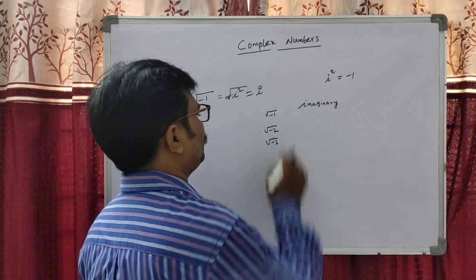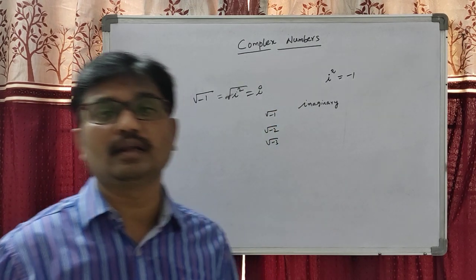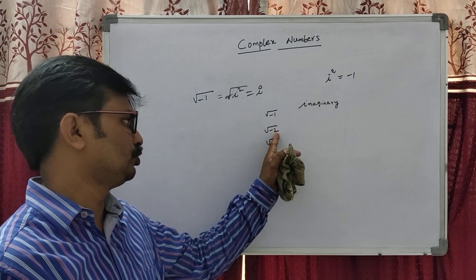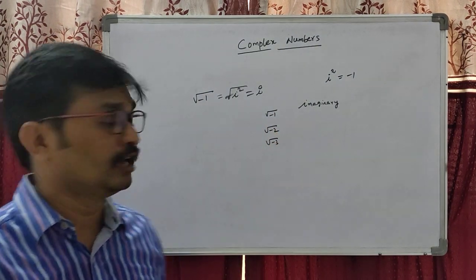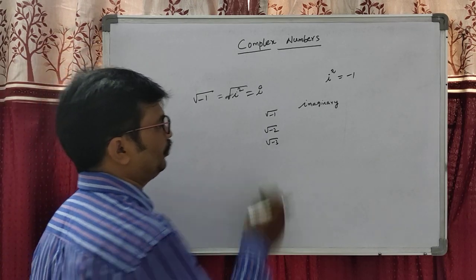Dear students, root of minus 1, root of minus 2, root of minus 8, these are all called imaginary numbers. This can be written as root of i square, this is root 2 i square, this is root 3 i square, where i square has the value minus 1. I we can read as iota.